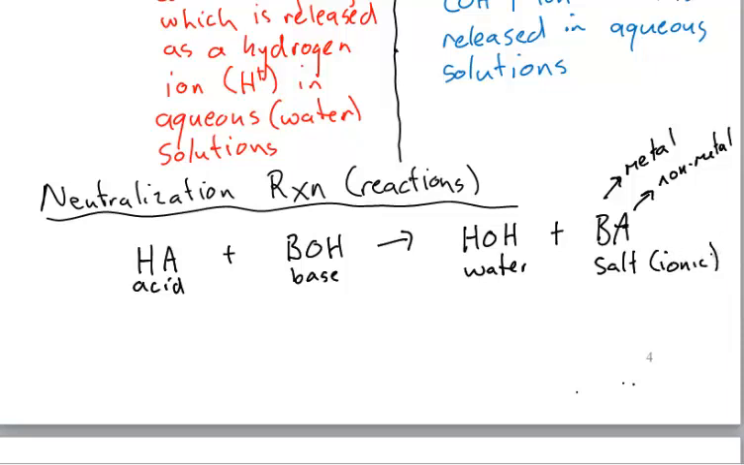If we want to do a more particular example, we could look at hydrogen chloride, HCl, plus sodium hydroxide, rearranging to form H2O plus NaCl.